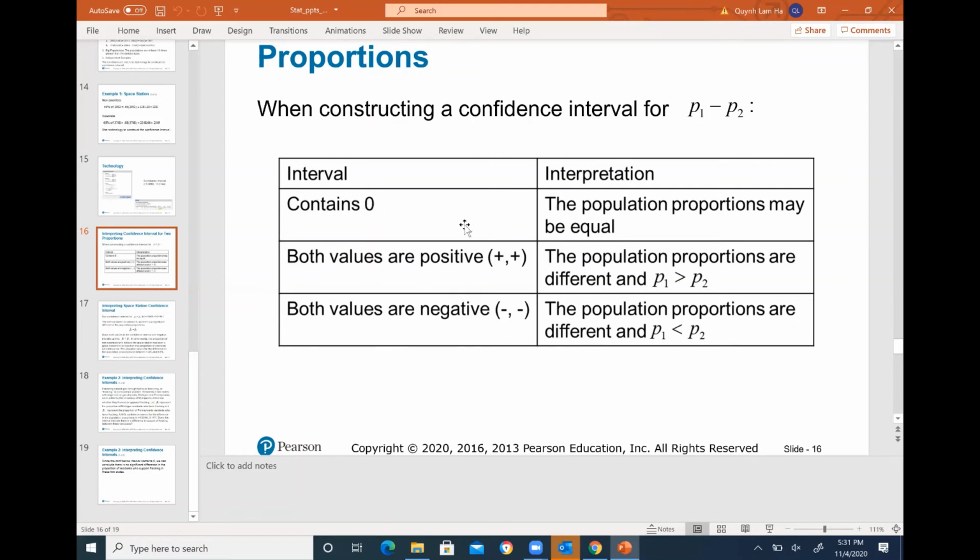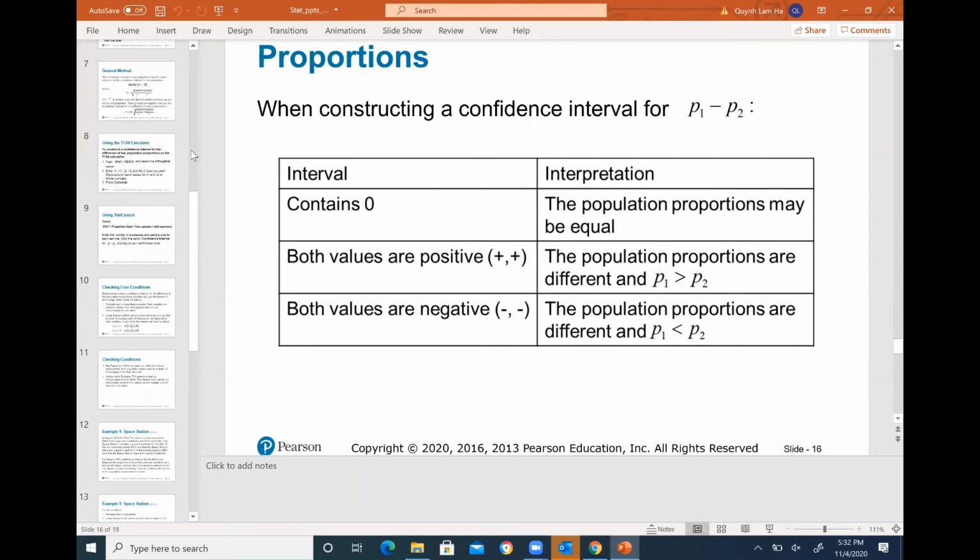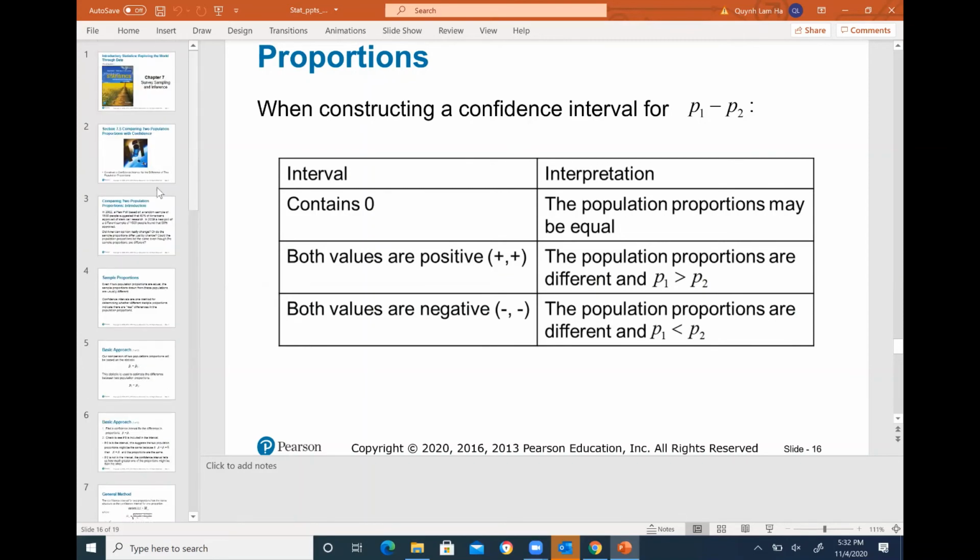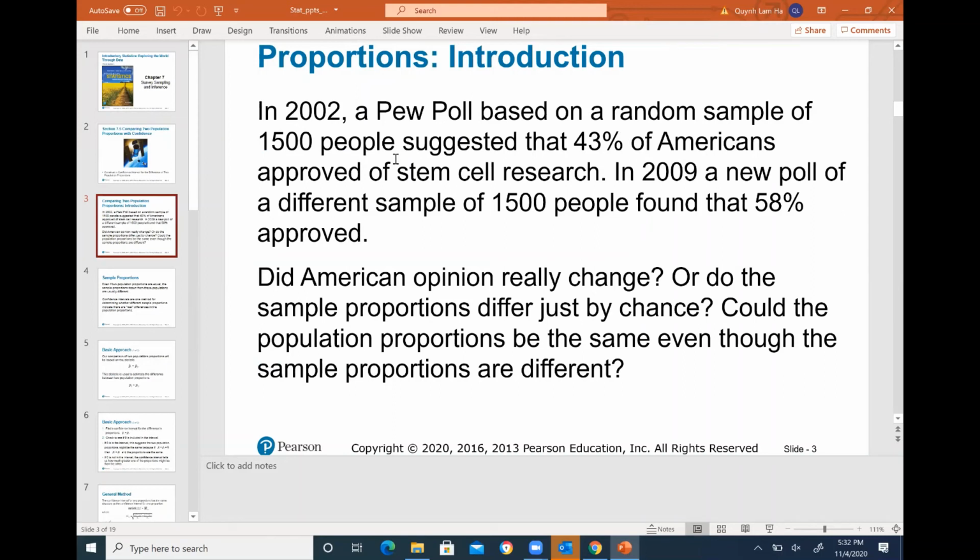So that contains a 0. And the population proportions might be equal, like they have the same population proportion. I'll go back to the example that we did at the beginning, where we had a negative value. For this case, we have a negative value, so it means the population proportion in 2002 is less than the population proportion in 2009.